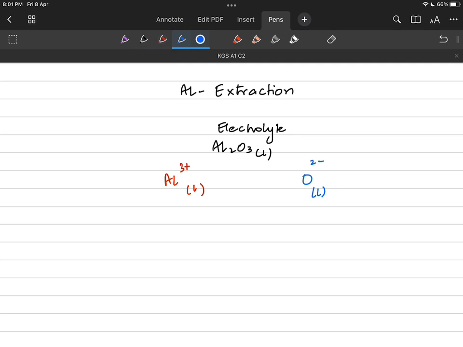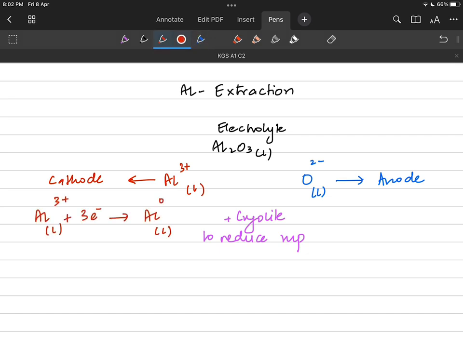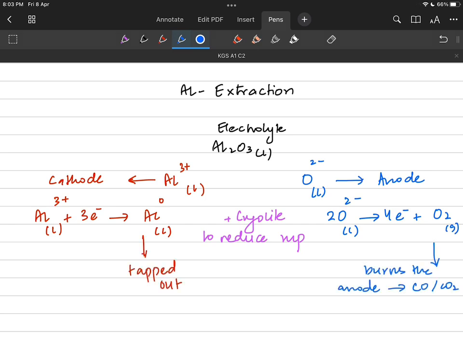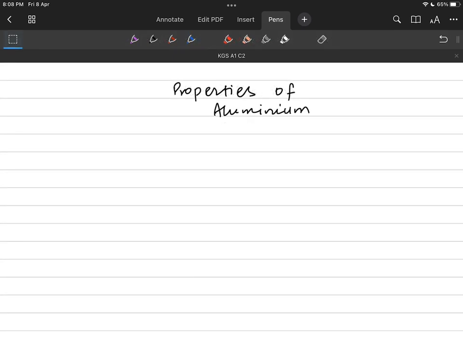Quickly revise it. Aluminium extraction requires aluminium ions and oxide ions from the liquid ore. Cryolite is added to reduce the melting point. Aluminium ions go to the cathode, oxide ions go to the anode. Aluminium ions are reduced on the cathode, oxide ions are oxidized on the anode. Aluminium is collected on the cathode, while oxygen or carbon monoxide and carbon dioxide are released on the anode.